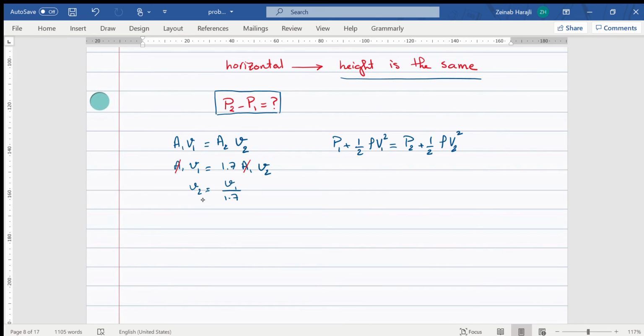So Bernoulli's equation would tell us that P2 minus P1, which is what we want, is going to be half rho V1 squared minus half rho V2 squared. So we know that V2 is equal to V1 over 1.7, so we can write this down.